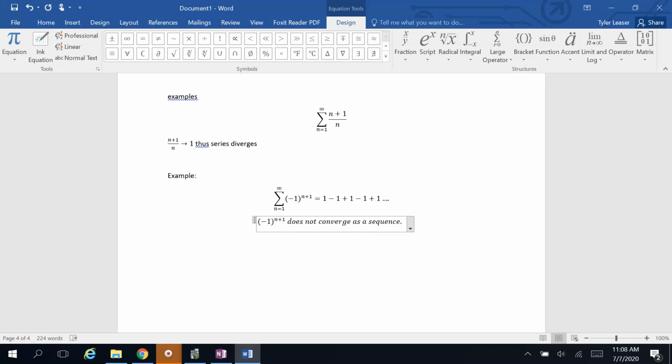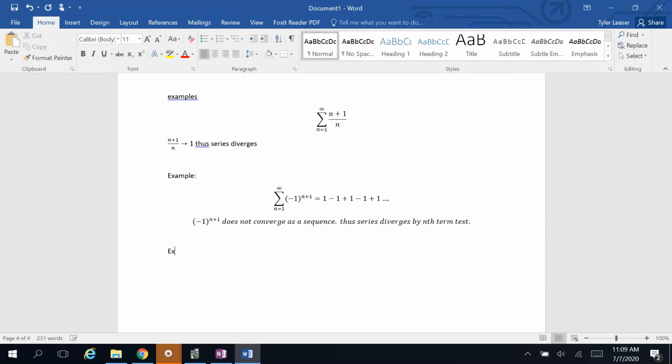Because it doesn't converge to 0, thus the series diverges by the nth term test. Okay, so since the sequence of values does not converge to 0, the series has to diverge.